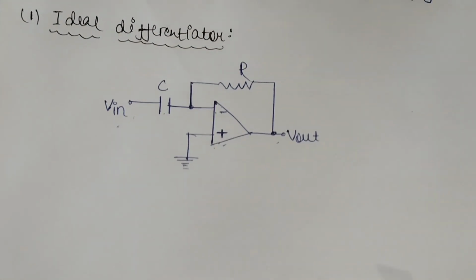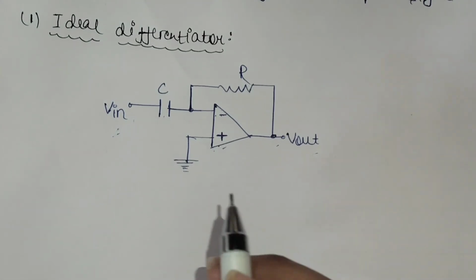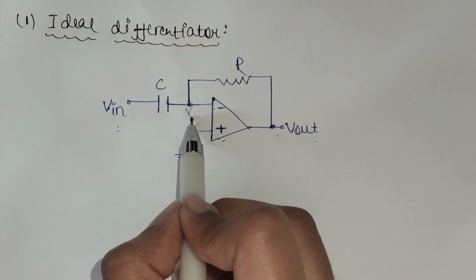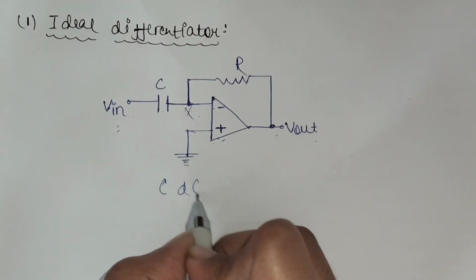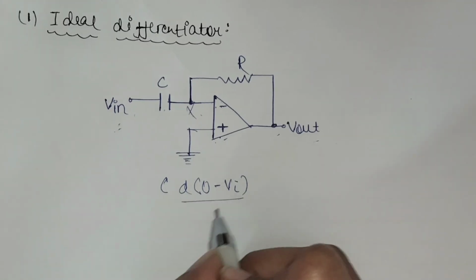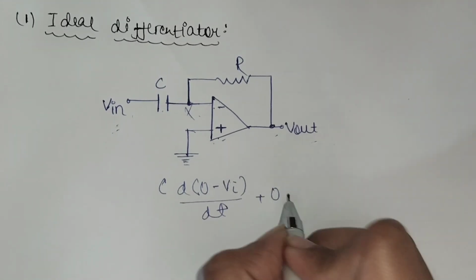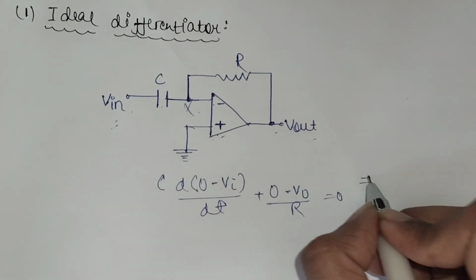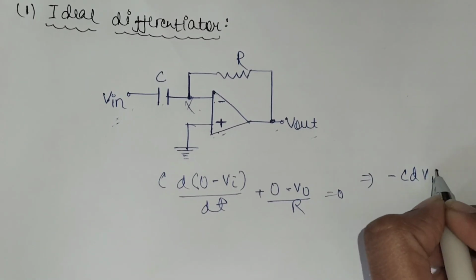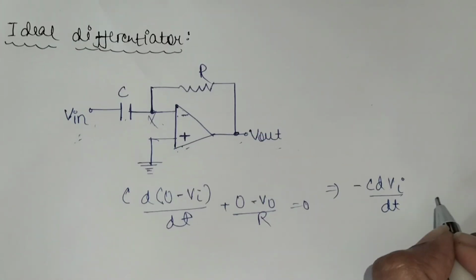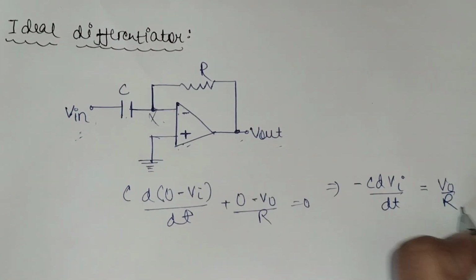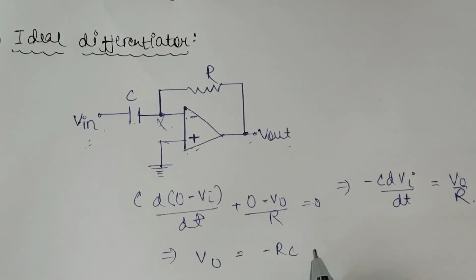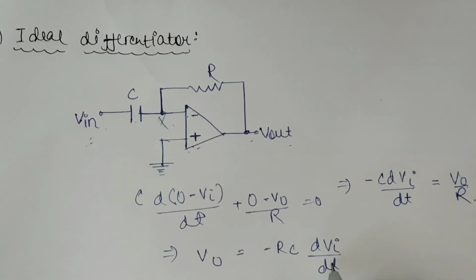For finding the relation between V input and V output, we will use the nodal equation at this point. By using the nodal equation, we can say that C times differentiation of (0 minus V input) with respect to dt plus (0 minus V output) by R is equal to 0. This implies that minus C differentiation of V input by dt is equal to V output by R, or we can say that V output is equal to minus RC differentiation of V input by dt.